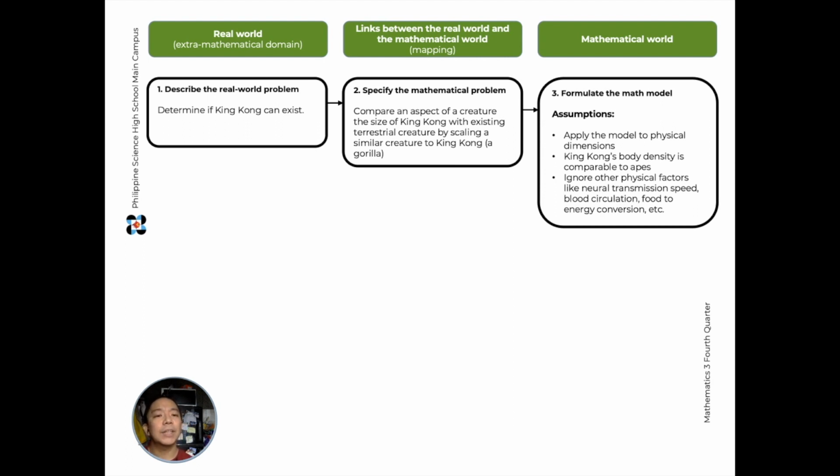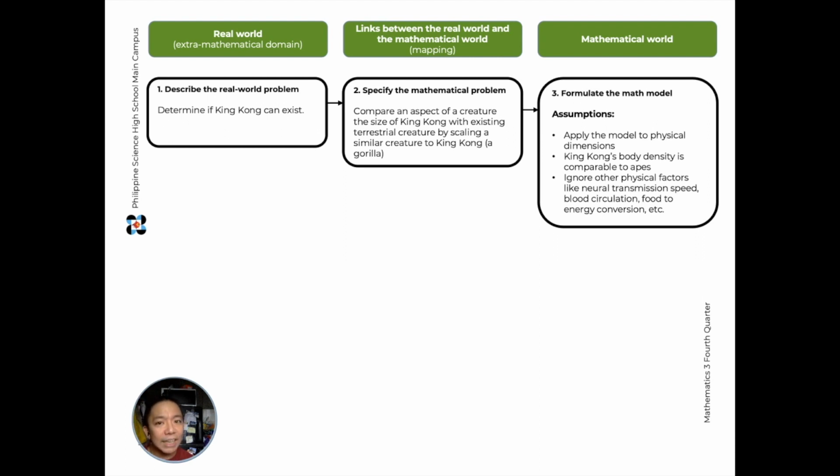And siguro, yung first assumption natin is yung model na gagawin natin for this problem, ang focus natin ay yung physical dimensions ni King Kong. Kasi there are many aspects that we could look at to determine if King Kong can exist. So pwede nating tignan yung how fast nagta-travel yung signals from the brain to the muscles. Pwede nating tignan kung paano mag-circulate yung dugo sa isang creature na kasing laki ni King Kong. Pwede nating tignan kung kano kadaming pagkain yung kailangan niyang kainin, at paano i-convert yun to energy para makagalaw si King Kong ng isang buong araw, much less makipag-away sa isa pang creature na kasing laki niya.